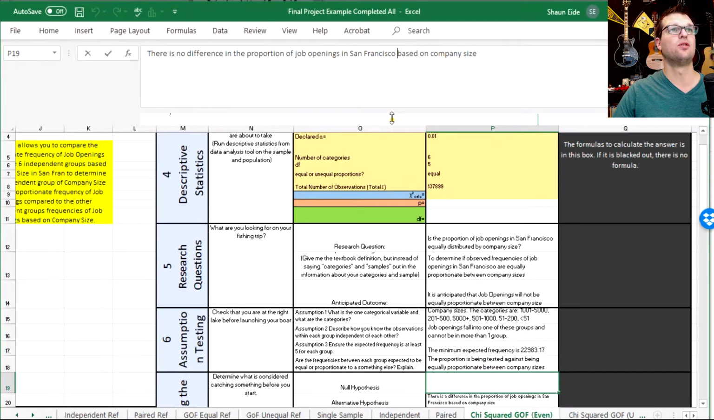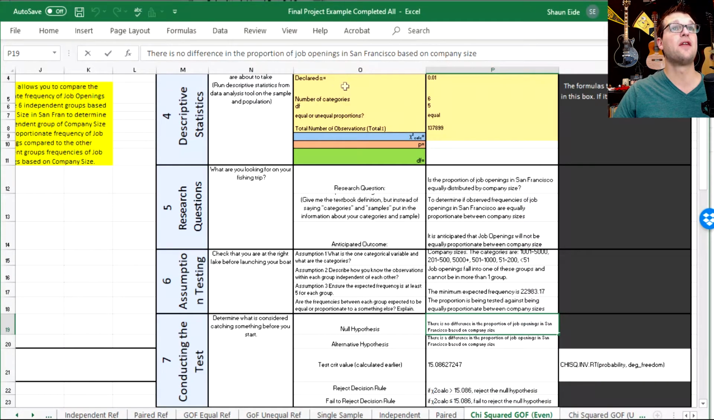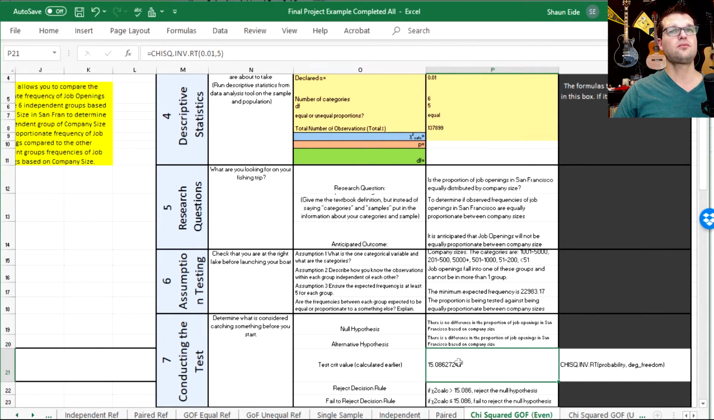Actually, I'm going to come right up here so that you can see it. The null hypothesis, once again, null hypothesis means that there's no difference. Alternative hypothesis means that there is a difference. So right here, there is no difference in the proportion of job openings in San Francisco based on company size. This is the null hypothesis. There is no difference. The alternative hypothesis is there is a difference in the proportion of job openings in San Francisco based on company size. And so you've got one where it says no difference, one where you say that there is a difference. So tell me, what are you expecting there to be a difference between, and based on what? What are you expecting there to be no difference between, and based on what? Okay.